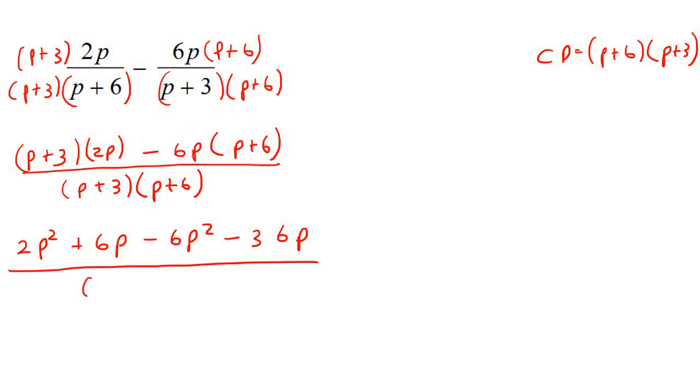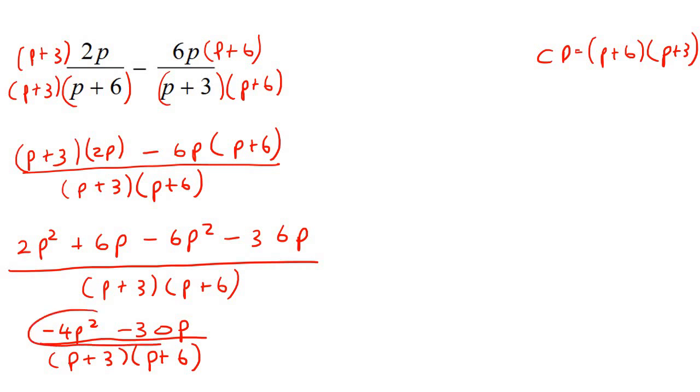And then at the bottom, we're just going to leave that as it is. Okay, now at the top, we're just going to simplify. So 2 take away 6 would give us negative 4p squared. You see those two. And then 6 take away 36 is going to be negative 30p. And then at the bottom, we just leave it as it is.